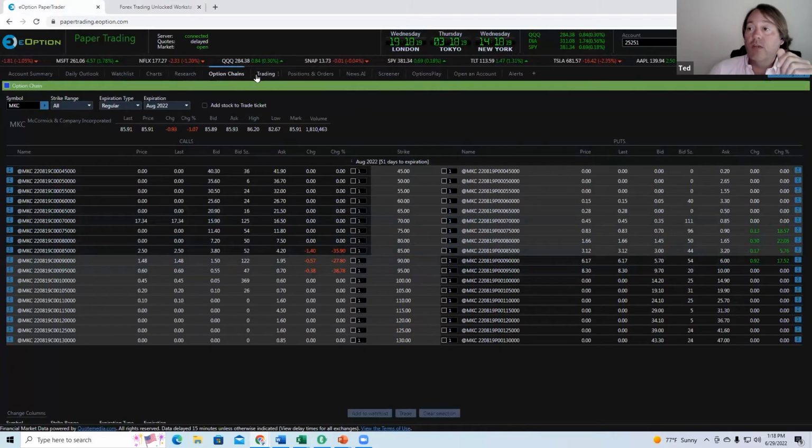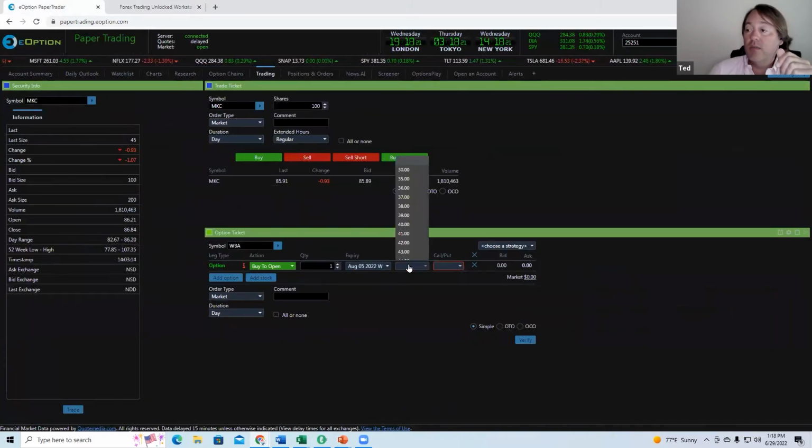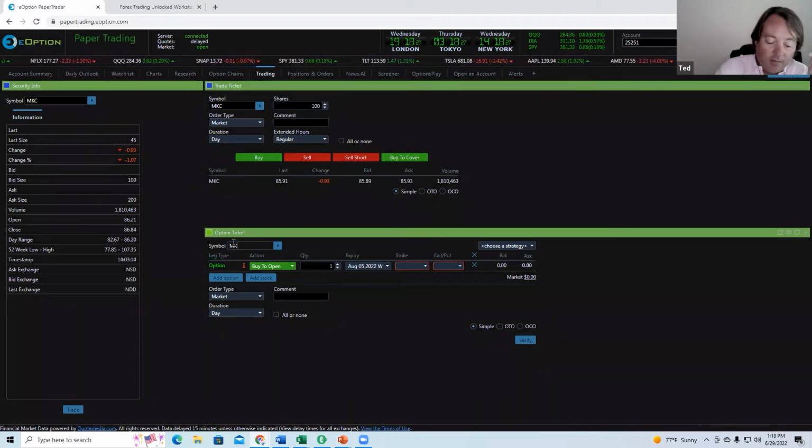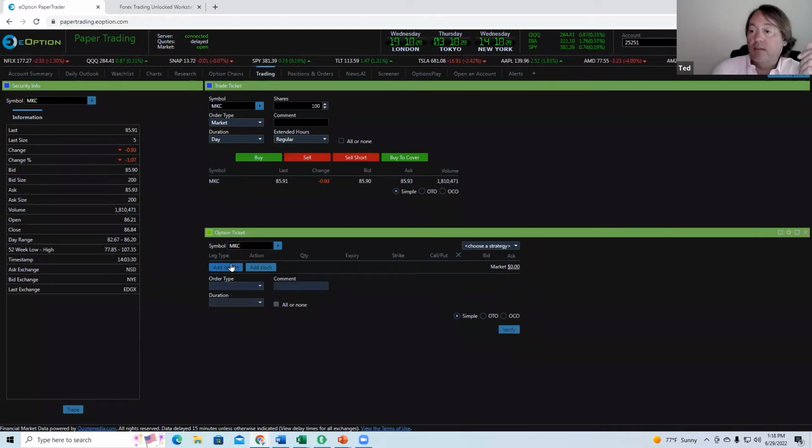So we go back to our trading, and now we have a strike price of 95. Oops, we got the wrong symbol, it might help to put MKC in here. My bad, sorry about that.